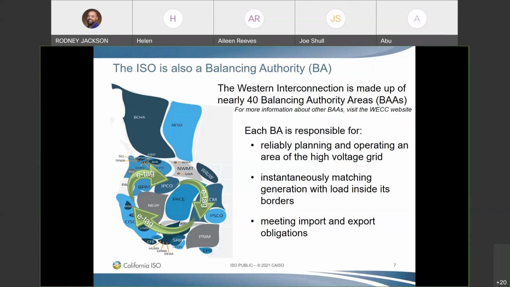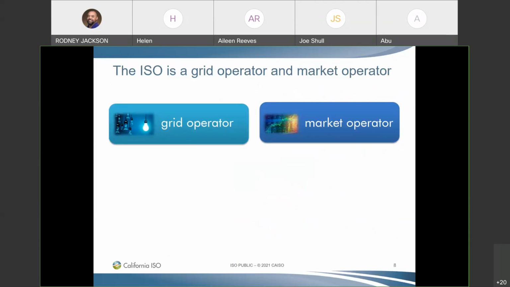Now, E-tag, or the electric tag, tracks the energy that is scheduled to flow between BAAs. The e-tags contain the data that we use to model where and how much energy is consumed, what the transmission lines are being utilized for, and reliability, and we also use that for settlements. So there's a lot of information that goes on to maintain that reliability, and we have a couple of groups of people that do those things.